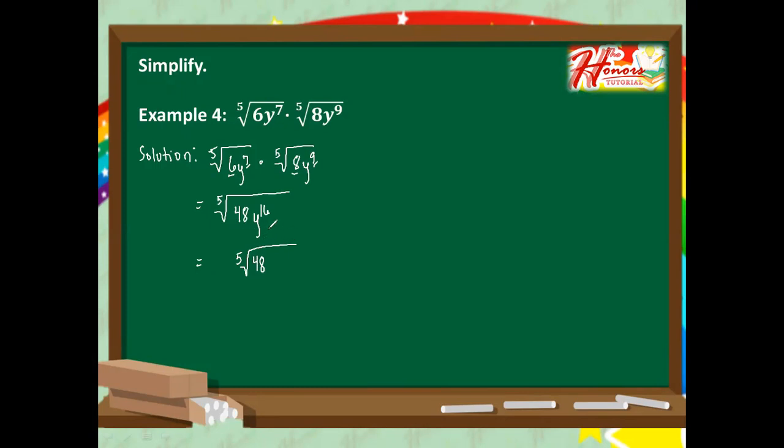But the good news is we can still simplify y raised to 16 because we can divide 16 and 5. 16 divided by 5, that is equal to 3, right? So that's 3 remainder 1. So it will become y raised to 3, and then our remainder, which is 1, will be left here inside the radical symbol. So our final answer is y cubed, fifth root of 48y. So this is the answer for example number 4.